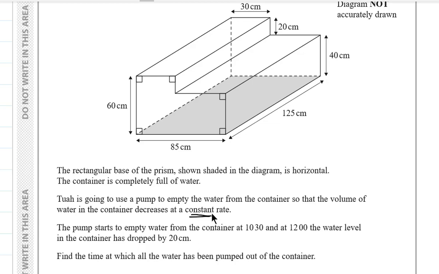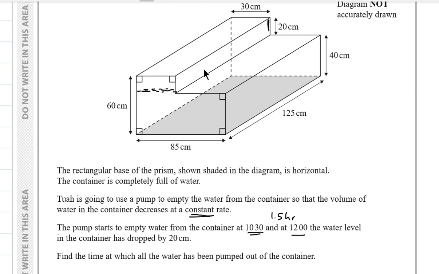Because from 10:30 to 12 we have 1.5 hour, right? During this 1.5 hour the water decreases by a level of 20 centimeter. If you look at the graph here, the diagram here, this 20 centimeter, maybe all the water in the upper part of the prism will be dropped.